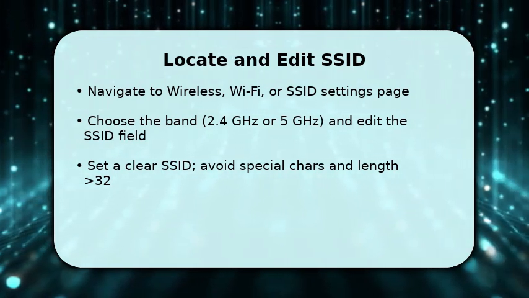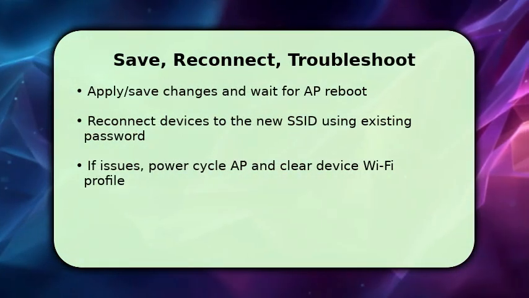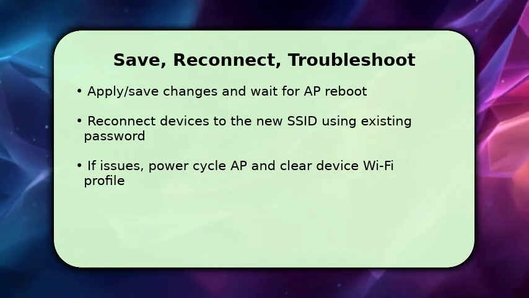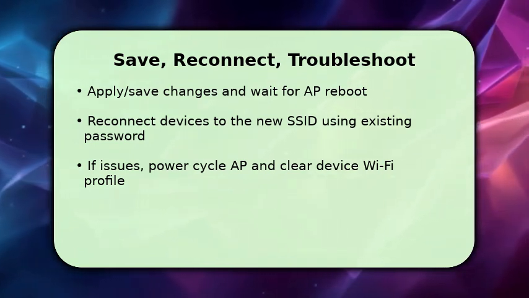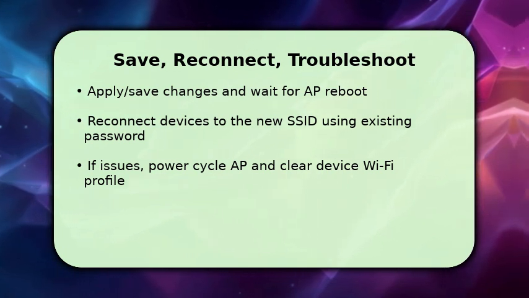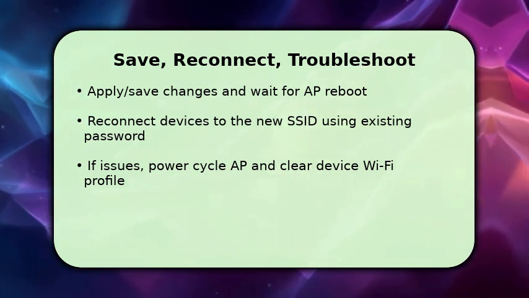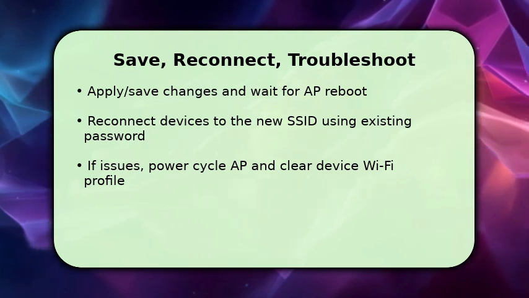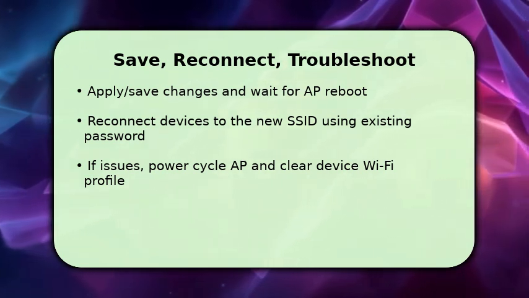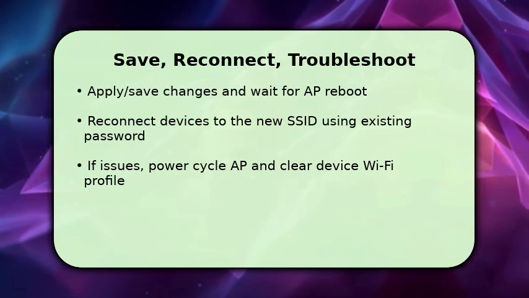You finish by applying the changes and waiting for the access point to reboot. This often takes a minute. Once the AP is back, reconnect your devices to the new SSID using the same password unless you changed it. If a device won't see the SSID, make sure the band is enabled and not hidden.